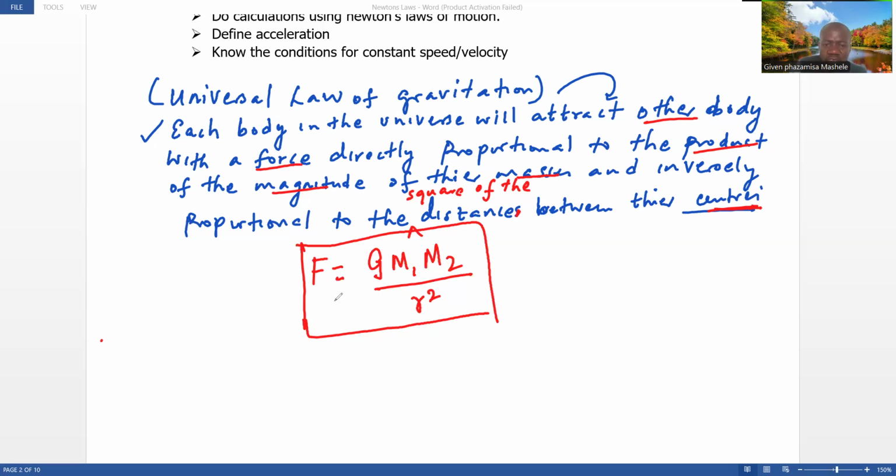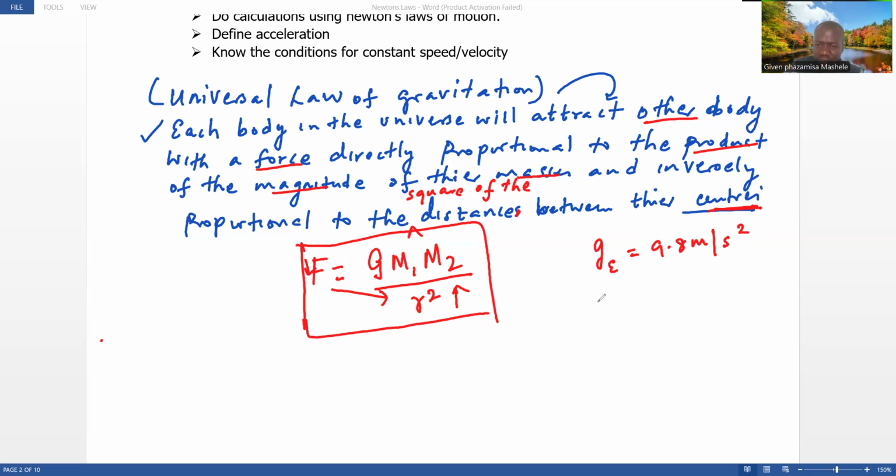So you need to know that when we say inversely, it means if you increase the distance, the force will decrease. So they're inversely proportional. But if you increase the mass, the force will increase. So this is according to the universal law of gravitation. And one other thing you need to know is that different planets have different gravitational acceleration. Remember, we know the gravitational acceleration on Earth is roughly 9.8 meters per second squared.